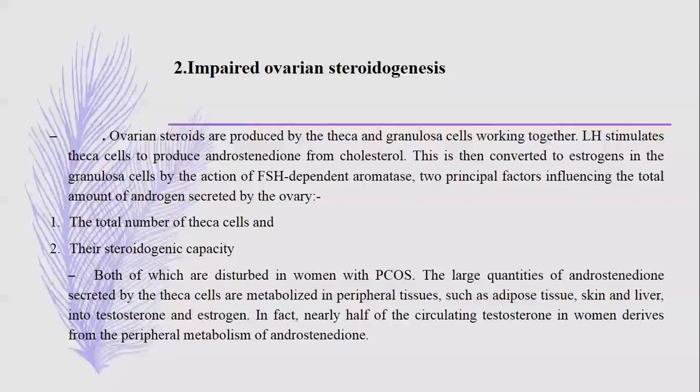The theca cell is initially stimulated by the LH to change cholesterol to androstenedione. This androstenedione will be converted to estrogen in the granulosa cell by the action of FSH-dependent aromatase. So it all works together. LH first stimulates the theca cell, then FSH stimulates the granulosa cell. LH stimulates the theca cell to convert cholesterol to androstenedione. FSH will stimulate the granulosa cell to change the androstenedione to estrogen by aromatase activity.